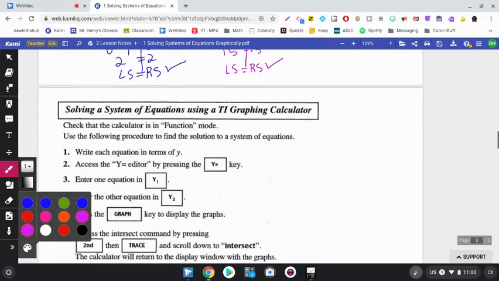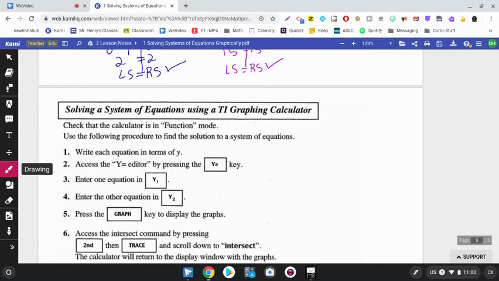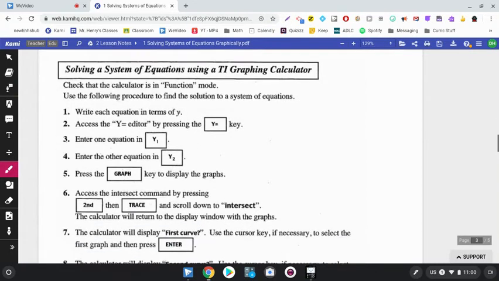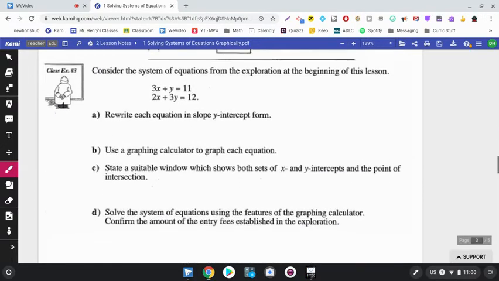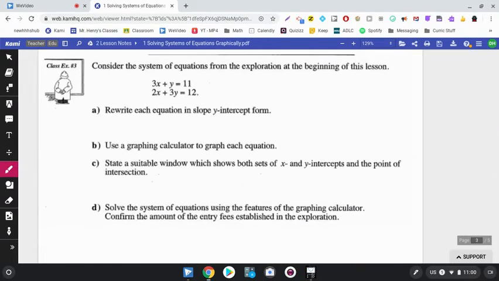Okay, now let's get to the good part. I can use my graphing calculator to do this. So on your page, it lays out all the instructions. We actually know how to do this. So I'm going to skip that, and you could go back and read it if you wanted some help. But let's just use our graphing calculator. Okay, 3x plus y equals 11, 2x plus 3y equals 12.